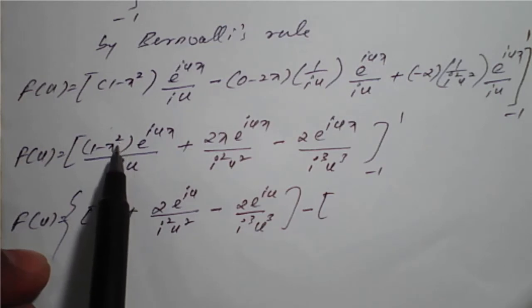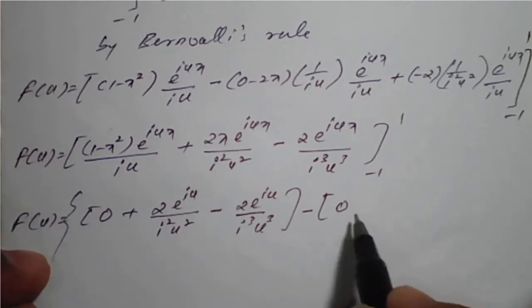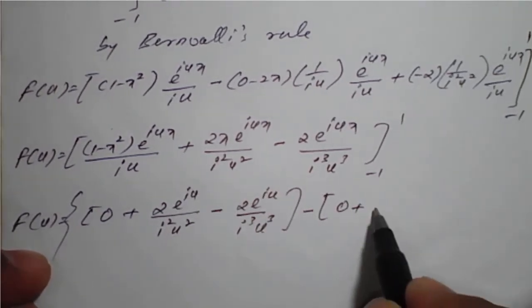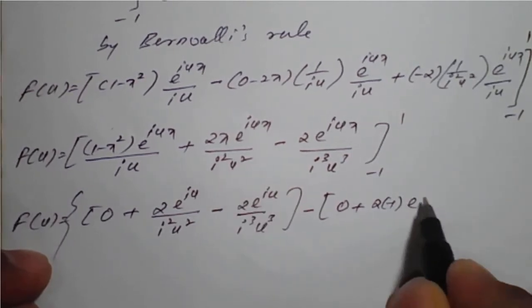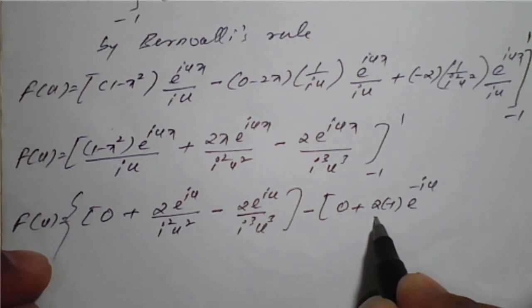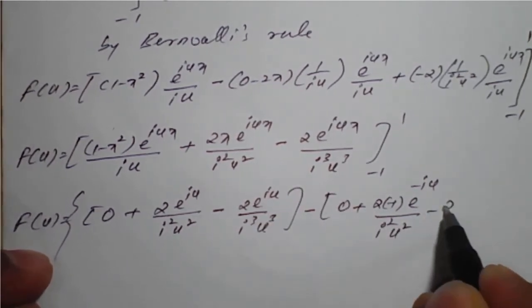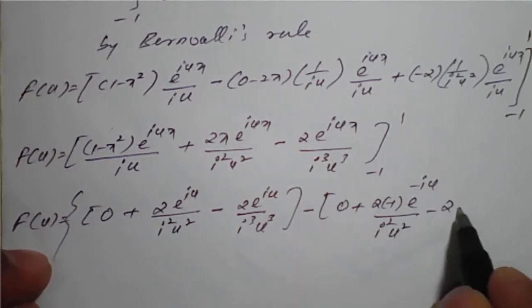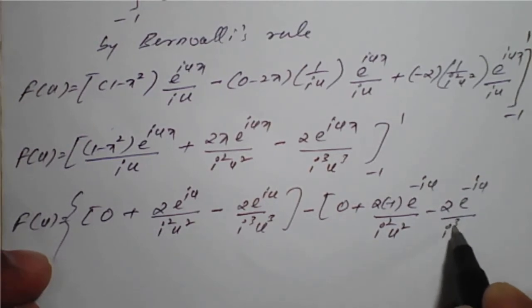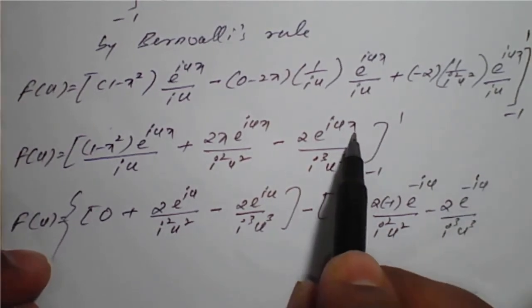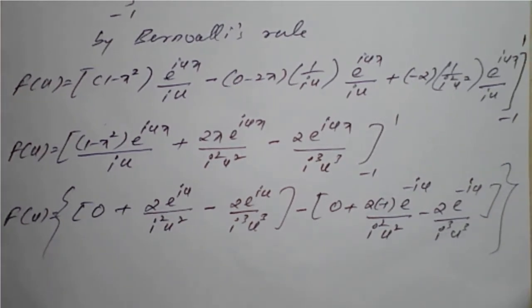Minus 1 square is again plus 1. 1 minus 1 is nothing but what here? Again 0. Plus 2 into minus 1. So e raised to iu into minus 1 will become e raised to minus iu divided by i square u square, minus 2 times, replace x is equal to minus 1, it will become e raised to minus iu divided by i cube u cube, because here x will be minus 1, it will become e raised to minus iu. So upper and lower limit is over now.